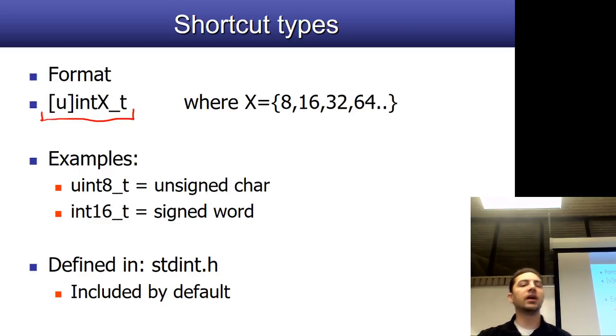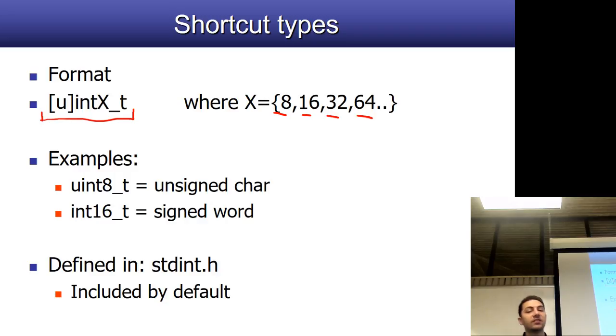Okay, uint x underscore t. The underscore t says type. Int says it's an integer. It's not a floating point unit. And the u is optional. If you put the u, it's unsigned. If you don't put the u, it's a signed number. X can be any number, 8, 16, 32, 64. That's how many bits this is going to represent.